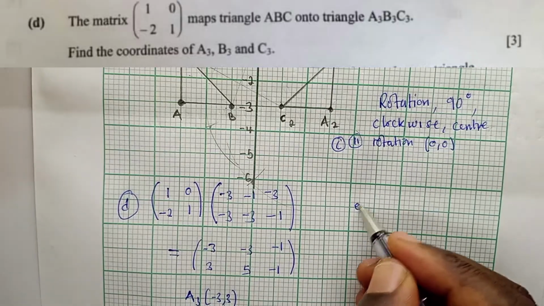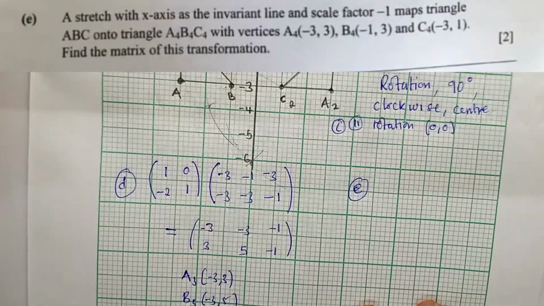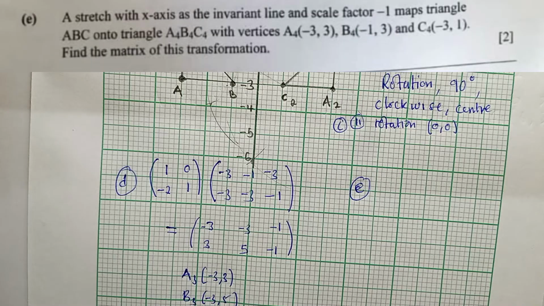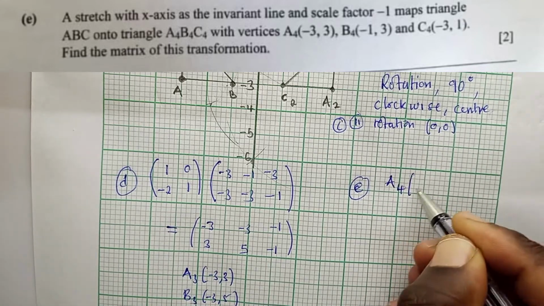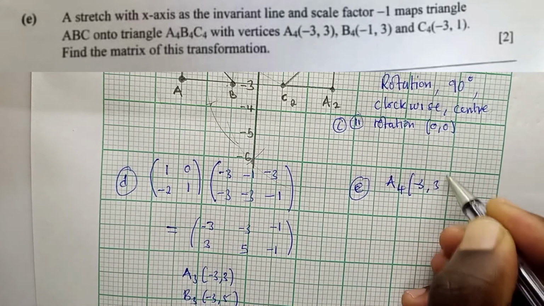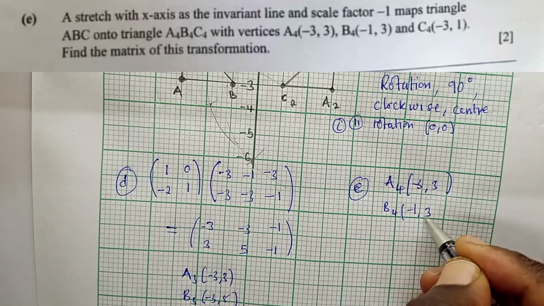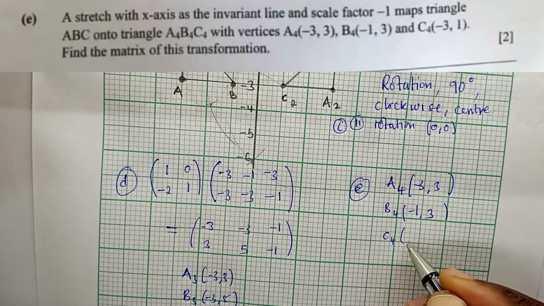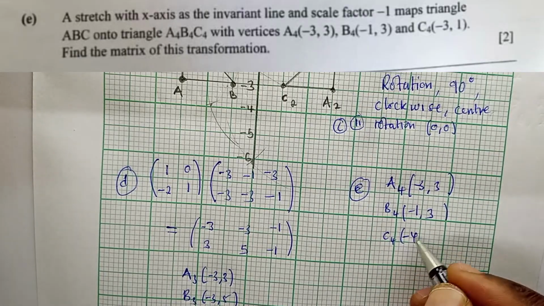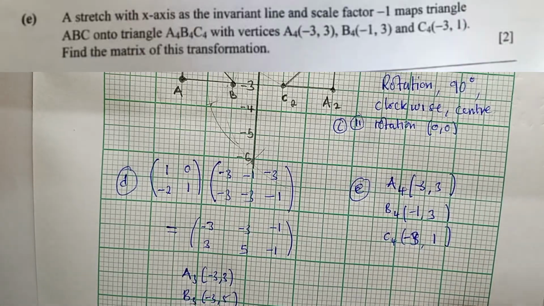For question E, they are saying a stretch with the x-axis as the invariant line and scale factor -1 maps triangle ABC onto triangle A4B4C4 with vertices. Okay, they have given us the vertices there. A4 is (-3, 3). B4 is (-1, 3). C4 is (-3, 1). So these are the vertices.